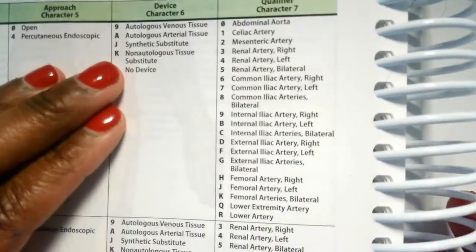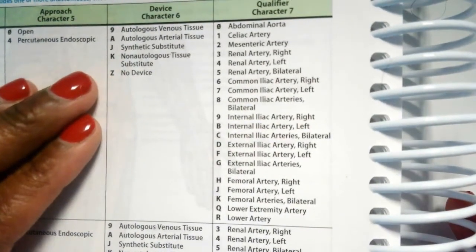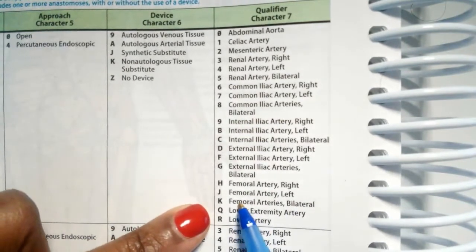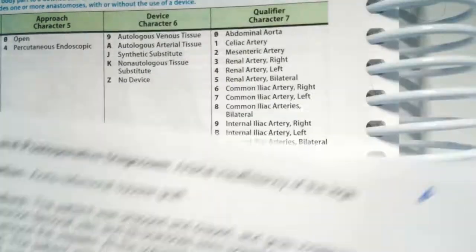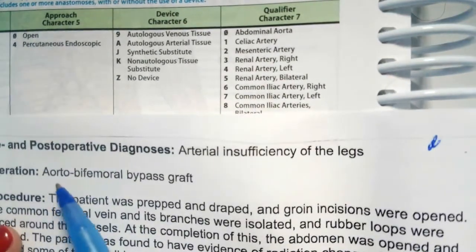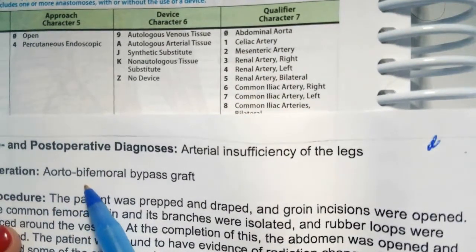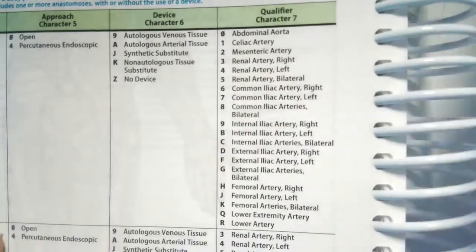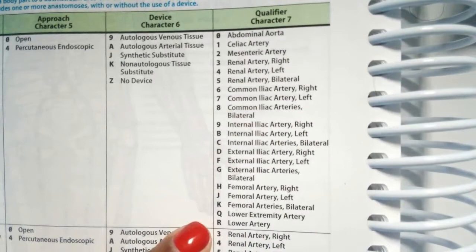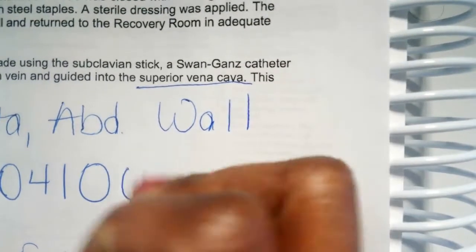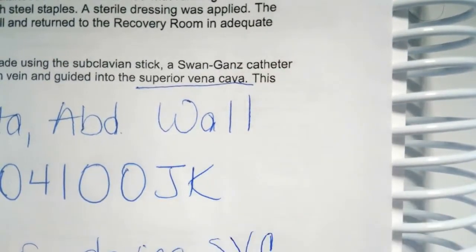Which one of these was documented in our medical record? Femoral arteries. How do I know? Aorto-bifemoral. Yay! Final character is K. So, 0, 4, 1, 0, J, K.